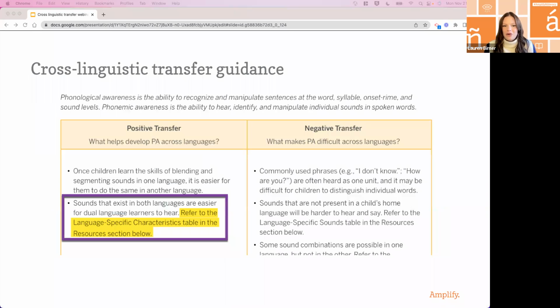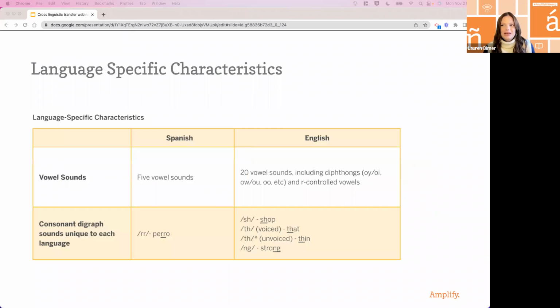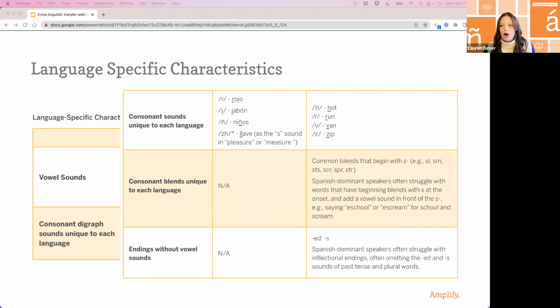So a teacher can look at the cross-linguistic transfer report provided in our program. And specifically here, we're looking at phonological awareness. Here you can find specific examples that will help students develop phonological awareness in both languages. And this guidance will direct teachers to look to the language-specific characteristics table included in the report. So this is one example of guidance that a teacher who may or may not be Spanish speaking can use, not only to help better interpret and understand their students' acquisition of skills, but also to help support that cross-linguistic transfer. So here teachers will be able to find guidance on those language-specific characteristics, which of course can then help inform their phonological awareness instruction.